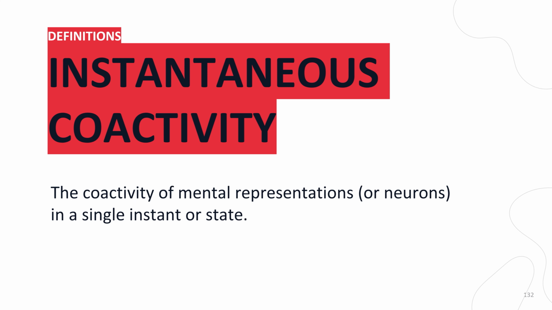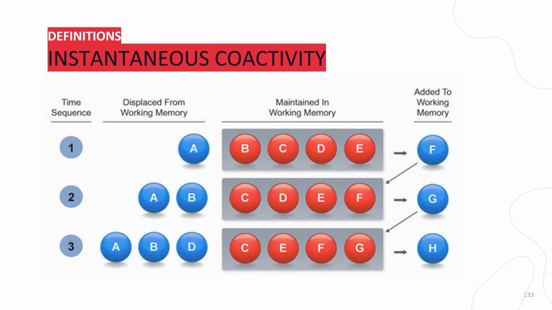The next term is instantaneous coactivity, which is the coactivity of mental representations or neurons in a single instant or state. In time 1, B, C, D, and E are all in instantaneous coactivity. In time 3, C, E, F, and G are in instantaneous coactivity. It's worth noting that B and G never demonstrate instantaneous coactivity.